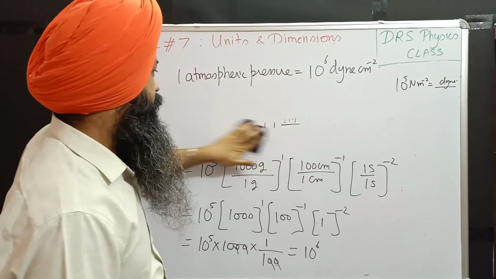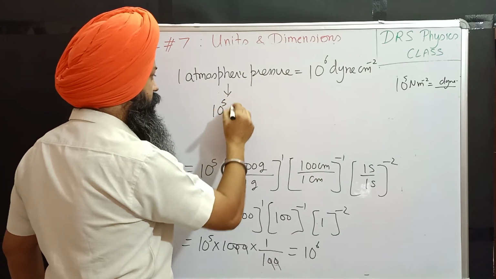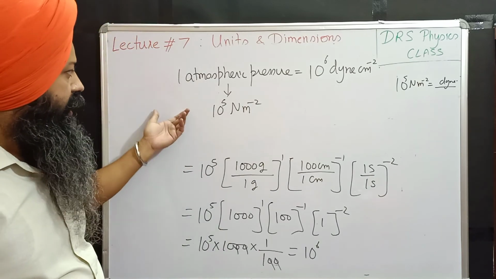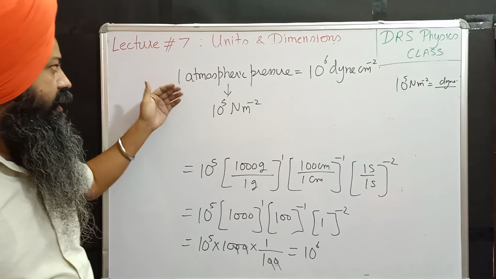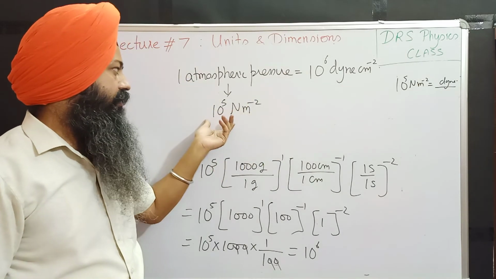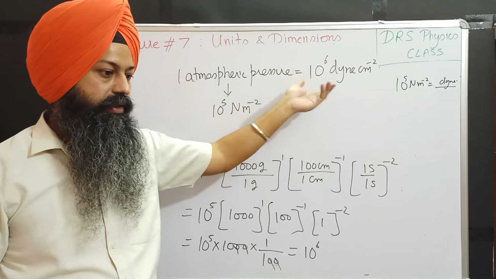because we know that the value of this is in Newton per meter square. The problem can be like this: we find the relation of atmospheric pressure with the dyne per centimeter square. Or this value may be given: 1 Newton per meter square is equal to this much. So we have found this solution.